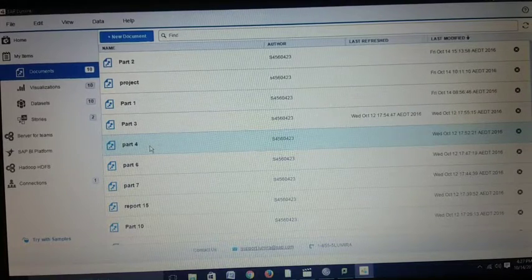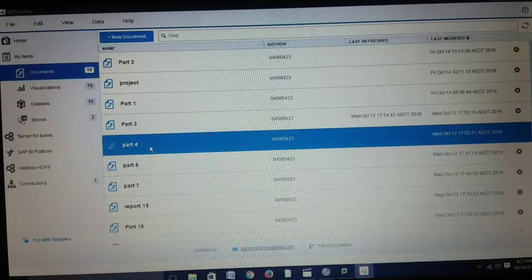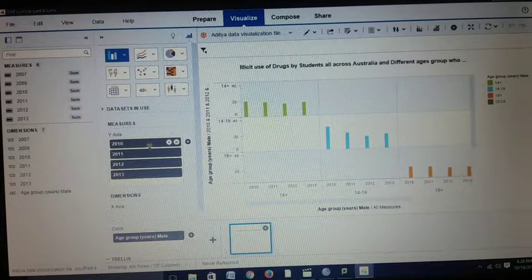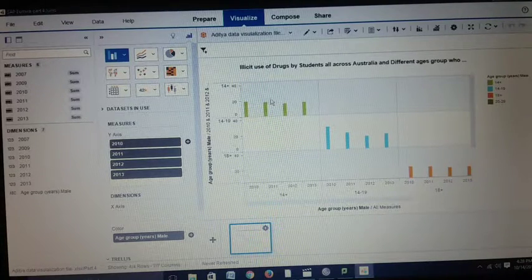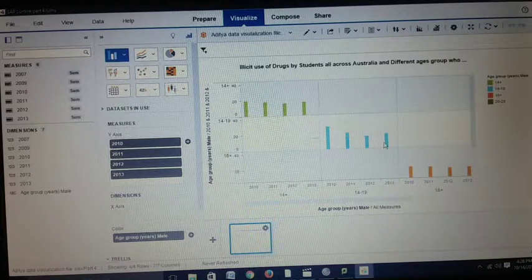Now, in the fourth chart, it will discuss the illicit use of drugs by students all across Australia with their different age groups, and the sex I have preferred is male. So in this chart, male students of age groups 14 to 19, 14 plus and 18 plus will be shown, and as you can see, the age group of 14 to 19 has used the highest amount of drugs in all the concurrent years.